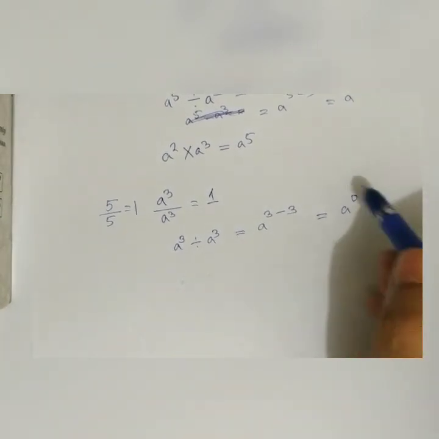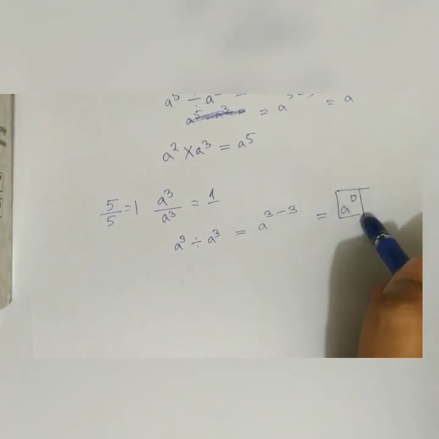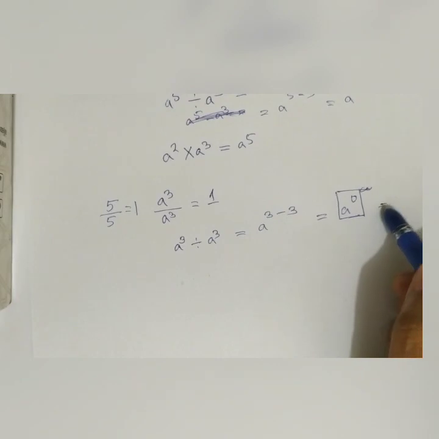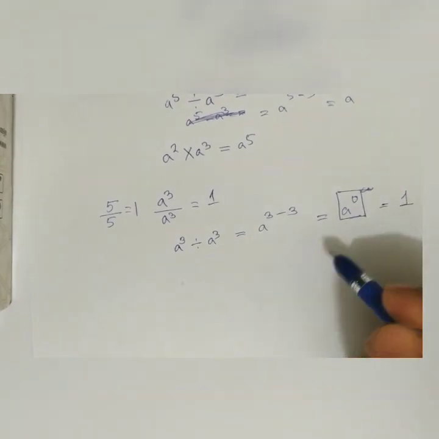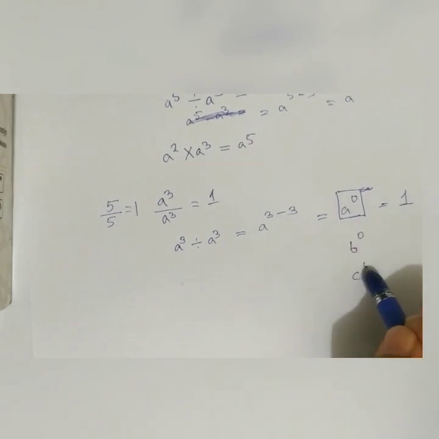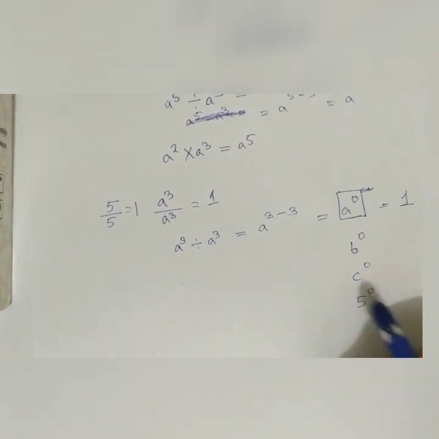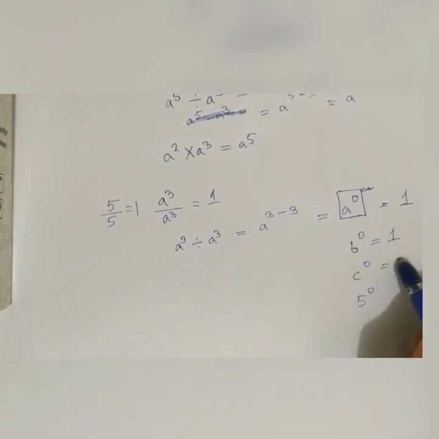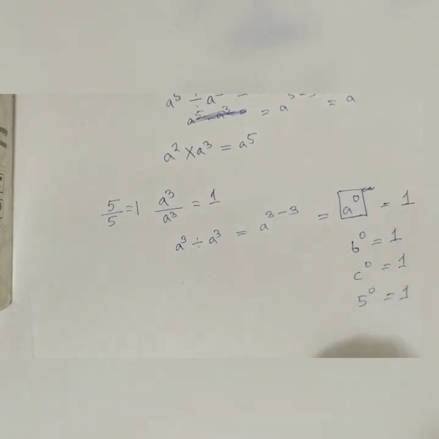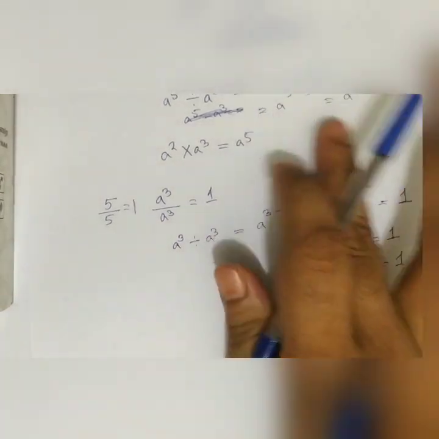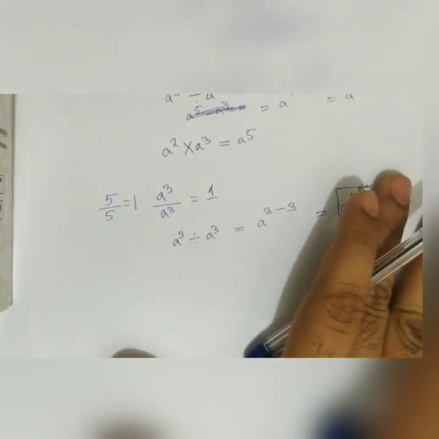So what is a to the power 0? Remember this from now on. Anything to the power 0 is 1. Anything. It may be a, it may be b, it may be c to the power 0, or it may be a number to the power 0. If you have 0 in the power section, always the answer will be 1. Okay. So this is just the basics of normal division.